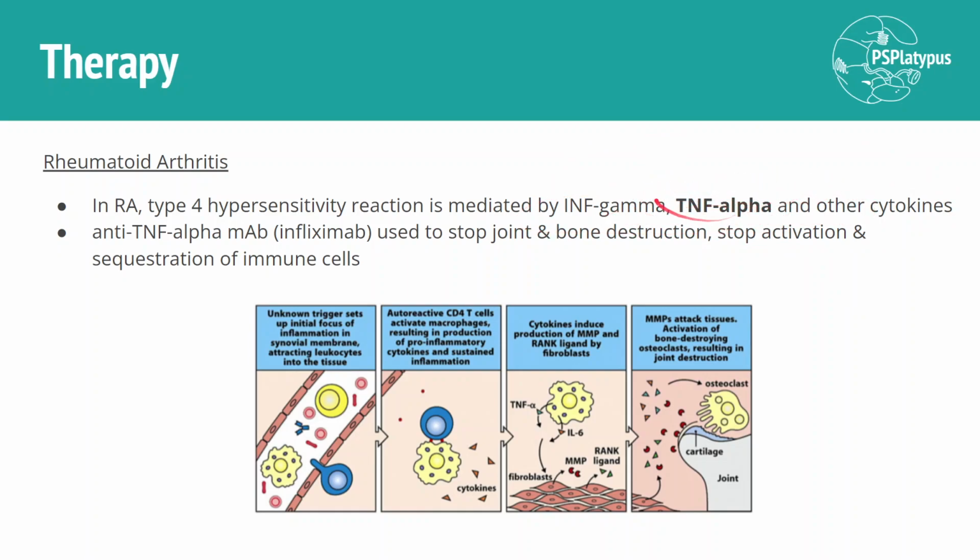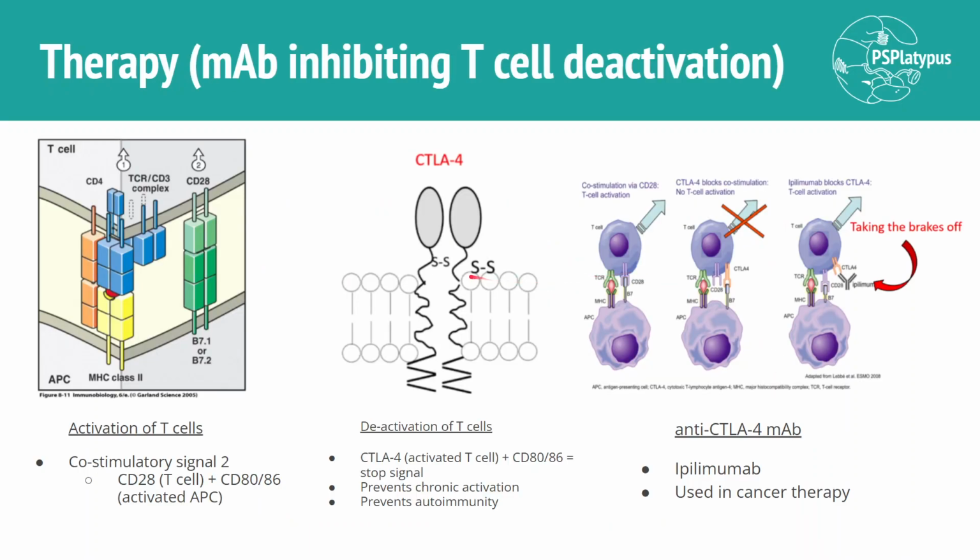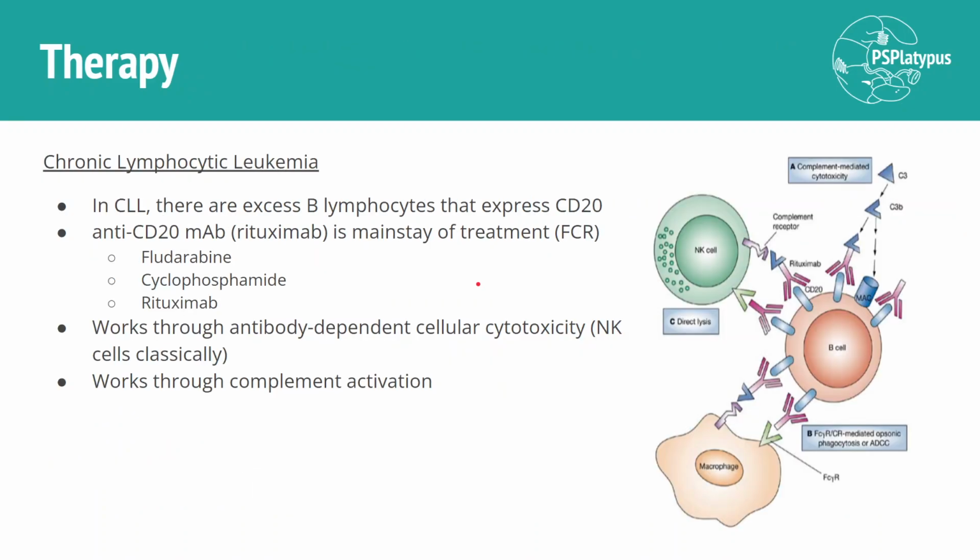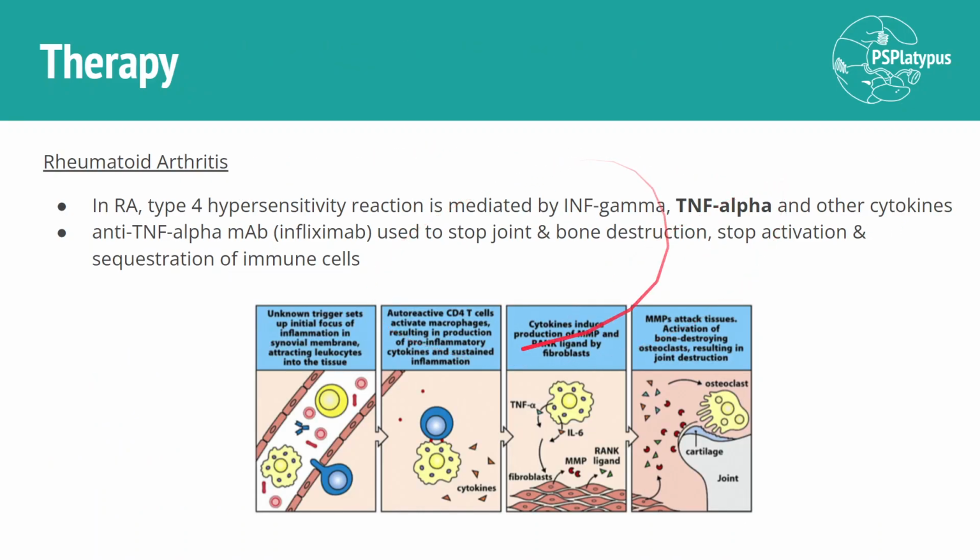TNF alpha is what we want to inhibit. By inhibiting it through infliximab, we stop the disease progression, we stop the formation of matrix metalloproteases, the MMPs, which prevent joint destruction, and we stop production of RANK ligands, which cause the bone destruction. We also stop activation and basically bringing in of other immune cells as well. So the previous one was to promote immune function. This is to inhibit immune function.